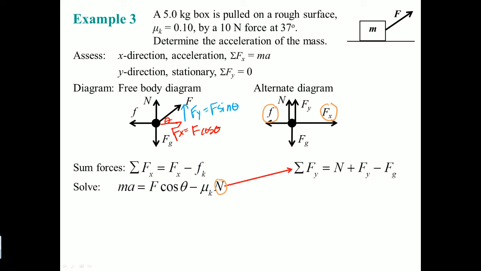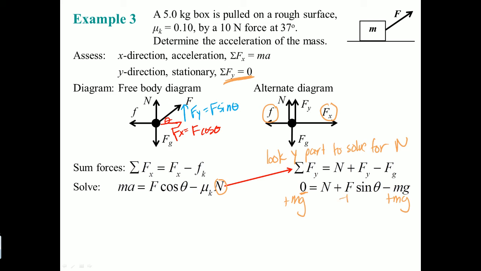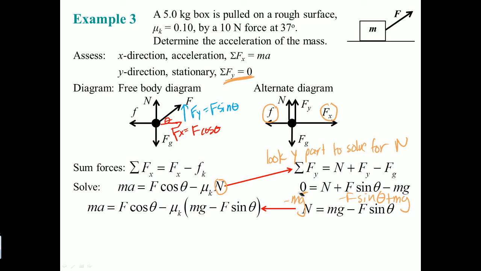So you have to look at the y part to solve for the normal force. Plug in 0 there because the object is not moving in the y direction. That's why the 0 is here. Okay, do some algebra. Do you really need me to show you the algebra? Add mg to both sides. Then you need to get rid of the F sine theta, so it's minus F sine theta. Okay, N is equal to mg minus F sine theta.